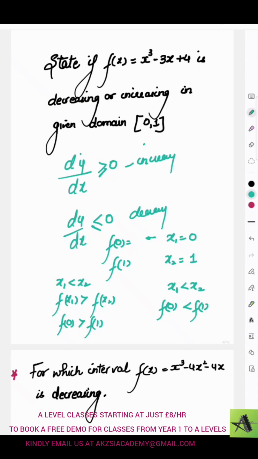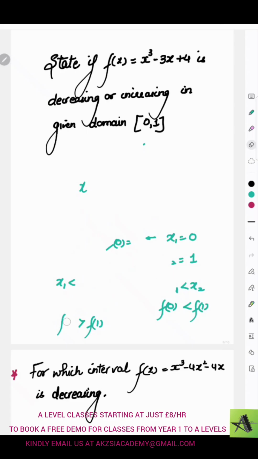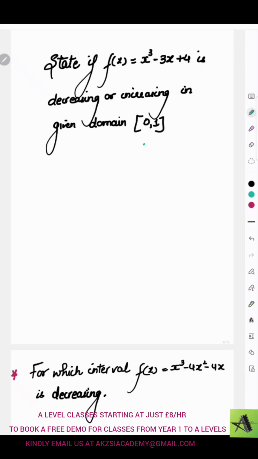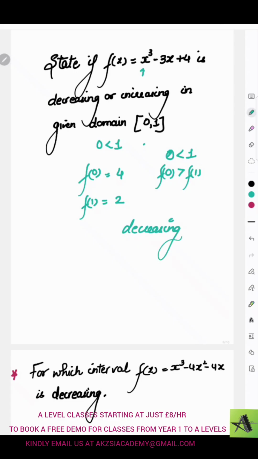I think putting the values directly will be much easier, so we can opt for this one. I just need to substitute the value of 0 here. So when I substitute 0, that means f of 0, we know that 0 is smaller than 1. Now I have to see whether f of 0 is smaller or greater. f of 0 directly gives me 4, and f of 1 gives me 1 minus 3 plus 4, which is 2. So f of 0 is greater than f of 1, whereas x, that is 0, is smaller than 1. The opposite is happening. Hence, this is a decreasing function in the given domain.